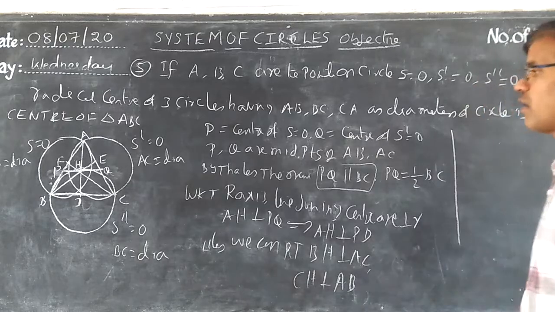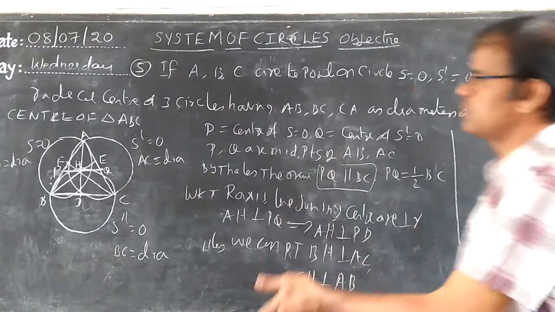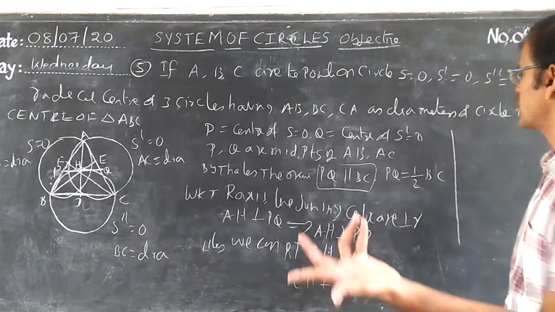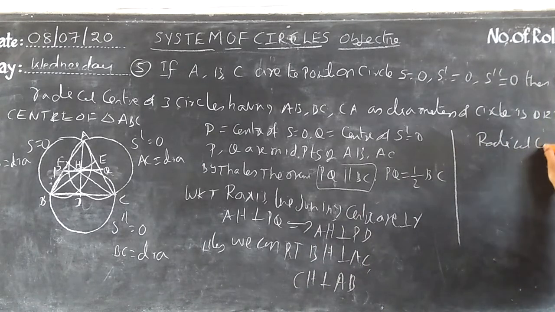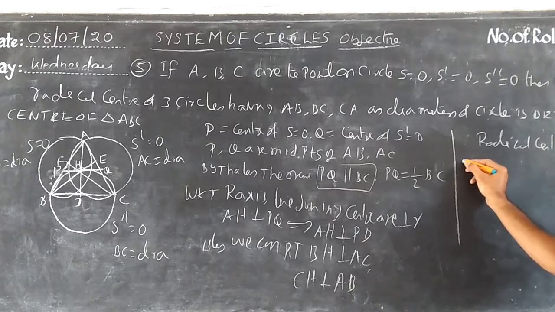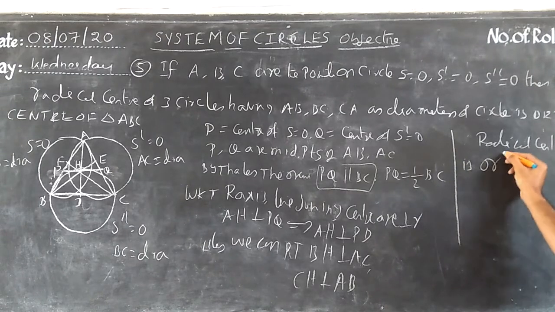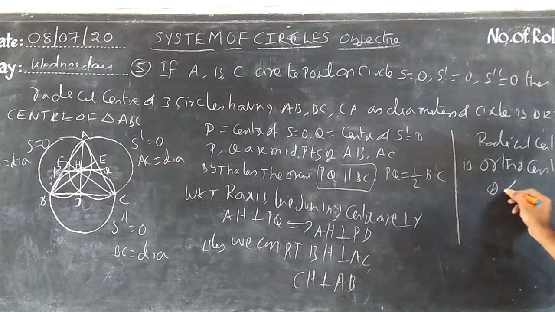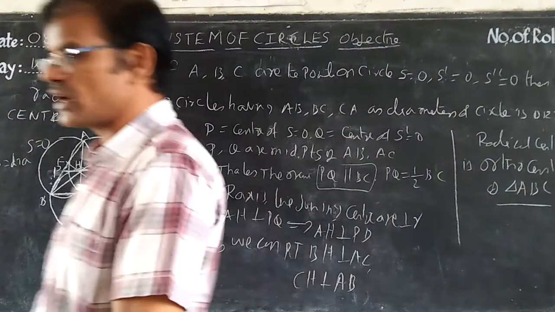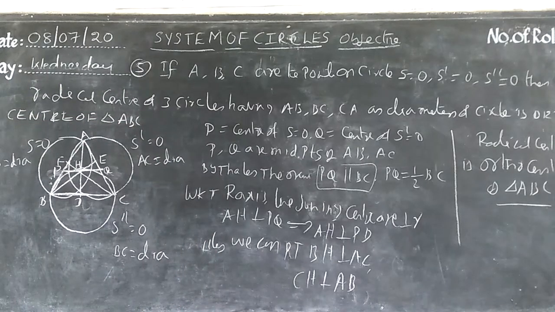So all the lines AD, BE, CF are intersecting at a common point. Therefore, you can say the radical center is the orthocenter. Radical center is the orthocenter of triangle ABC. This is an important point, an important synopsis. Now, in a similar way, we can discuss the other radical center also.